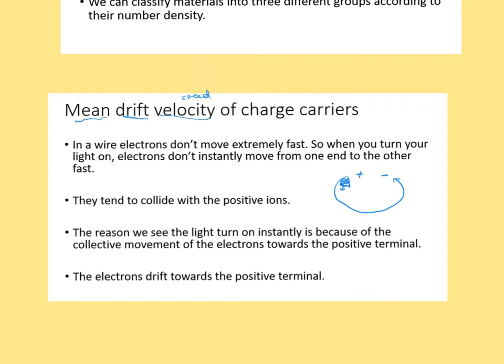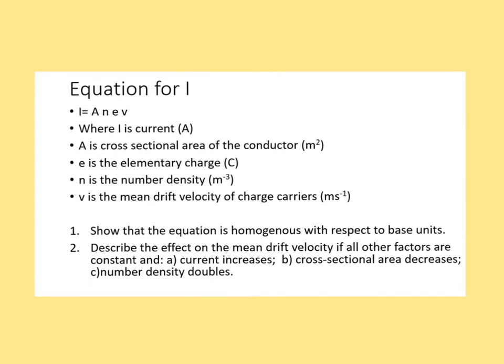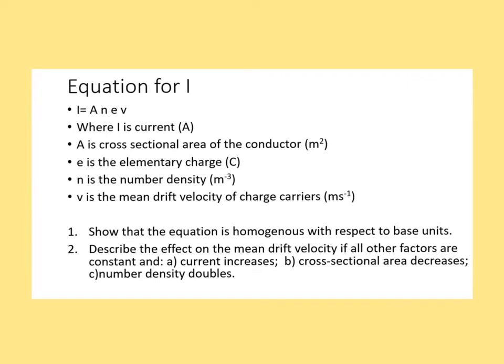Now, we need to know the equation for it. So we have the equation for current that links it to the speed, or the mean drift velocity, of the electrons. Now, I stands for current, once again, measured in amps. Area is the cross-sectional area of the conductor. So basically the cross-sectional area the electrons actually are passing through.